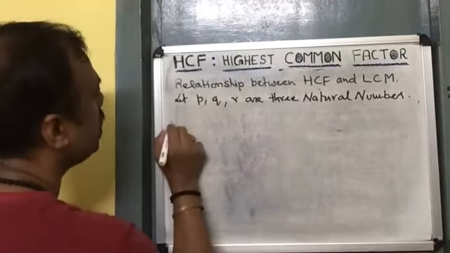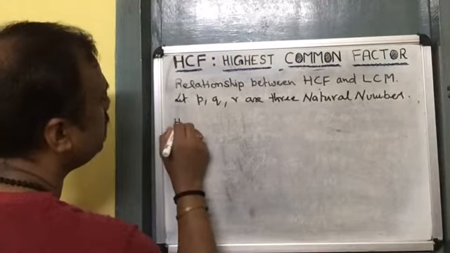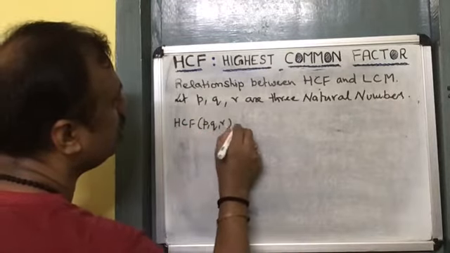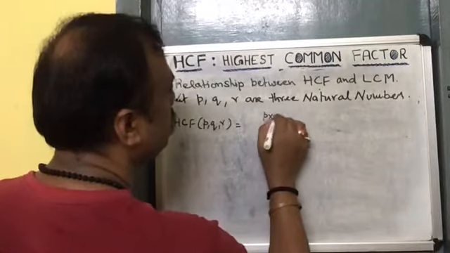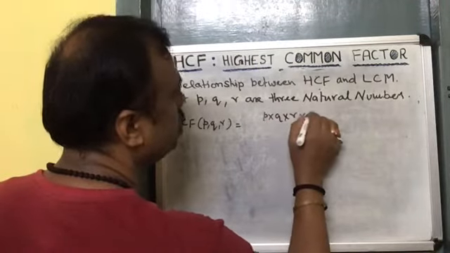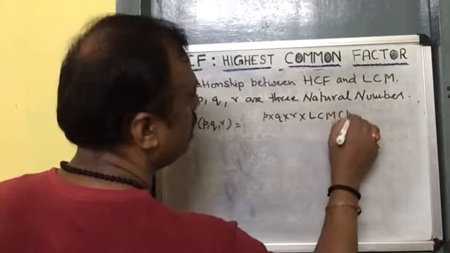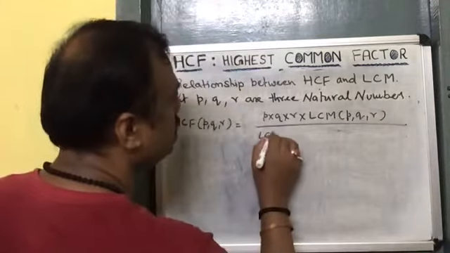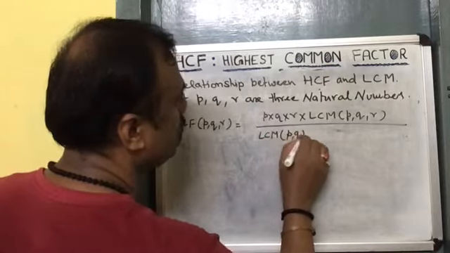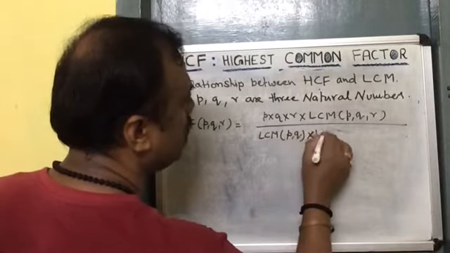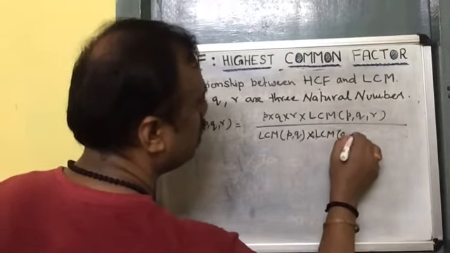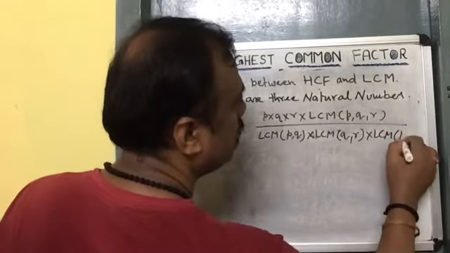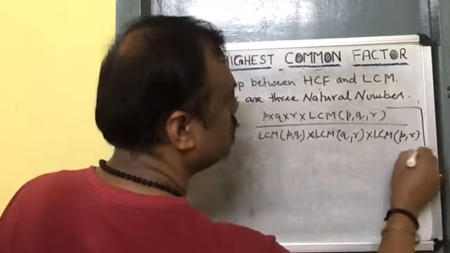So HCF of P, Q, R will equal P into Q into R into LCM of P, Q, R divided by LCM of P, Q into LCM of Q, R into LCM of P, R. Okay, this is one.